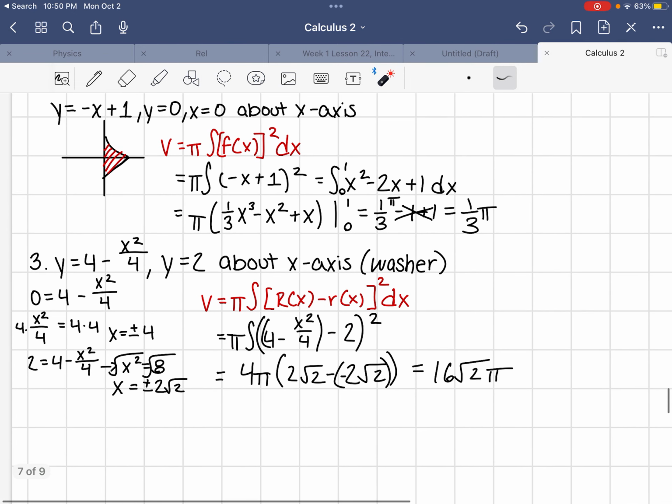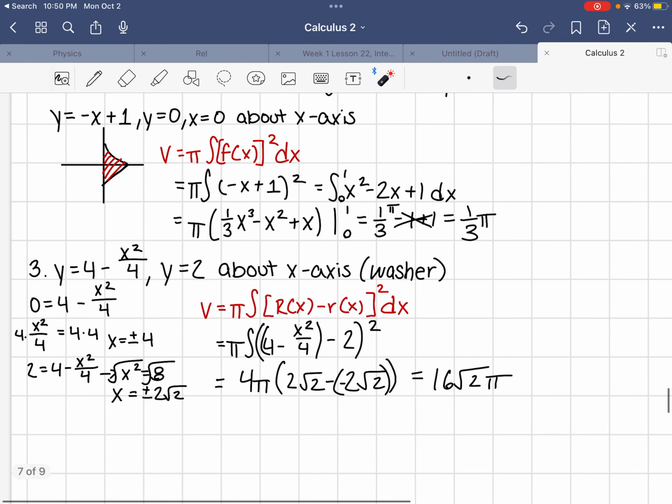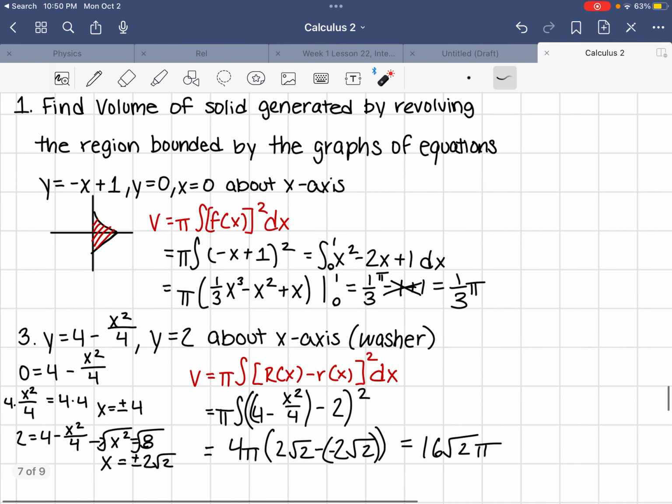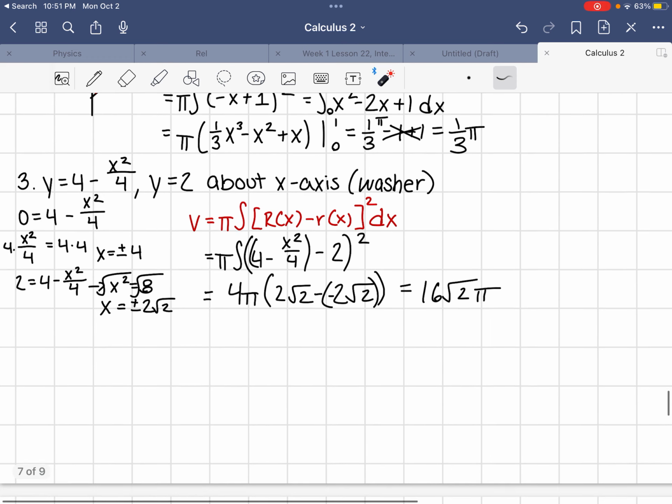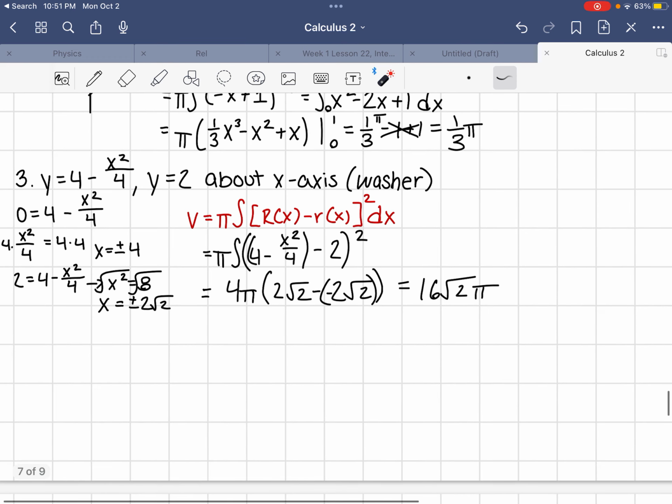Number 3 is find the volume of the solid generated by revolving the region bounded by the graphs of the equations y equals 4 minus x squared over 4, and y equals 2 about the x-axis. This one I didn't draw a graph because all I needed to do is input the equation, because it's a washer method. Not this method. Why? Because there are 2 different y's. So I basically try to find the x, which is right here.